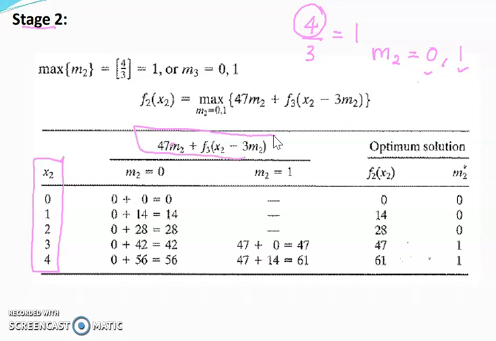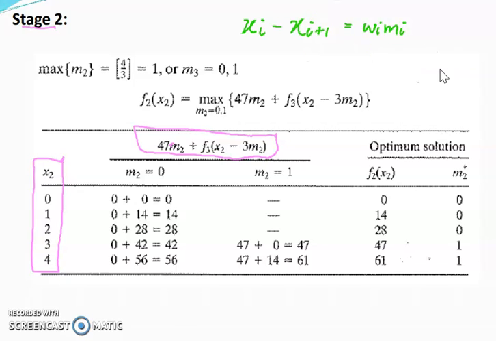Now, the equation here is a bit different. In stage 3, you only have to take the return for item number 3 times the number of units for item number 3. But remember, we must have a relationship between the previous stage and this stage.